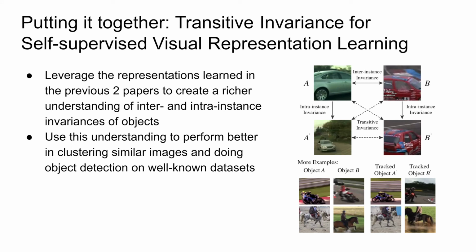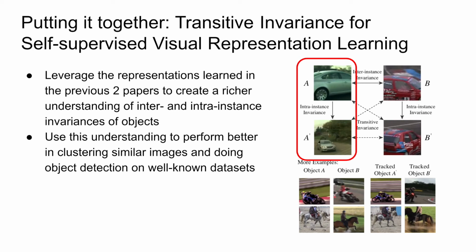in a similarity graph to better understand the inter- and intra-instance invariances of the objects. The idea is that each instance has inter-instance invariance, or visual similarities with other instances of the same type of object, like the two cars A and B seen at roughly the same angle, as well as intra-instance invariance, or similarities within one instance at different viewpoints, like the two viewpoints of car A, shown as A and A prime.